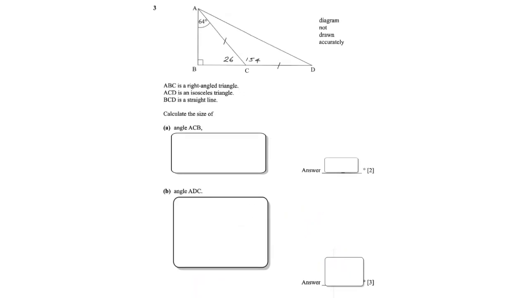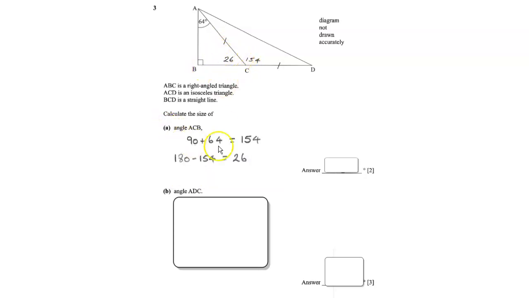So for question 3, it's an angles question. So you have ABC is a right angle triangle. ACD is an isosceles triangle. You can see that with the 2 lines here on the triangle. That just means they're equal sides. BCD is a straight line. So across here, they're saying it's a straight line. We have to calculate the angle ACB. So ACB is this one here.